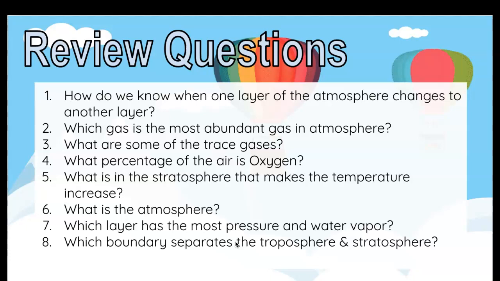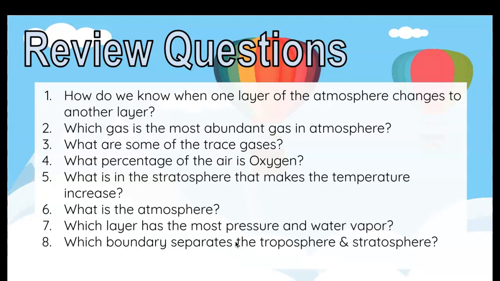You have the whole weight of the atmosphere pushing down on you at the troposphere because the troposphere is the lowest layer, the one that's closest to Earth. So you have essentially the whole rest of the atmosphere pushing down on you when you're in the troposphere. So number 7 is troposphere.